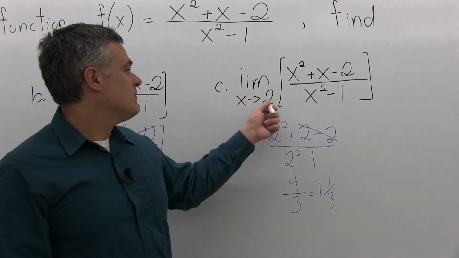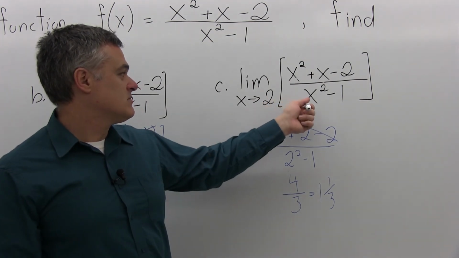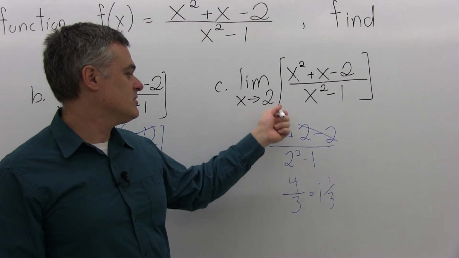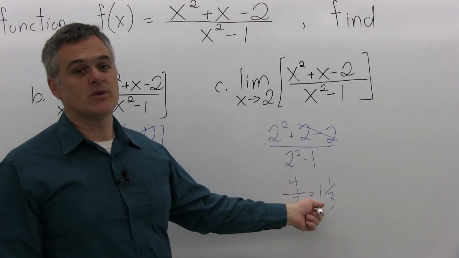So again, as I put in values as input values for x that are very close to 2, the output gets very close to 1 1/3.